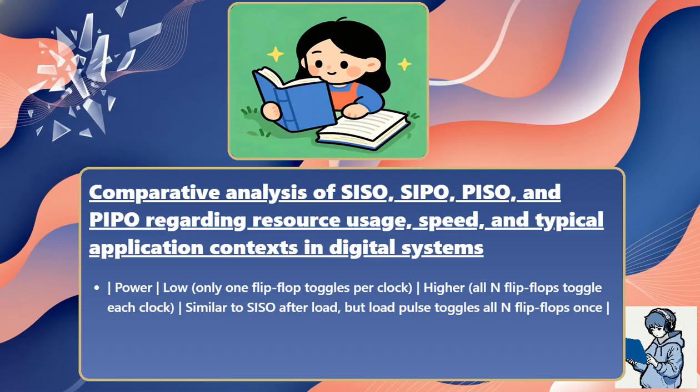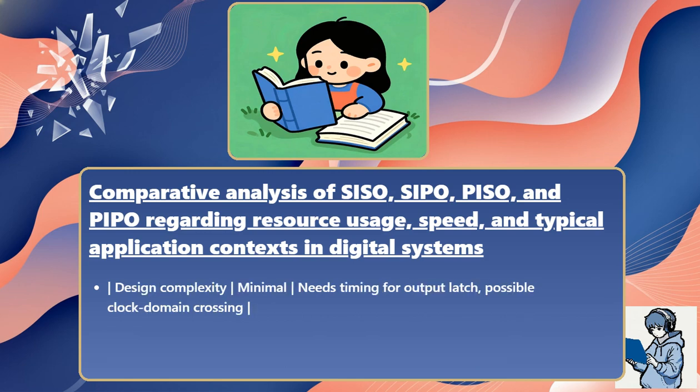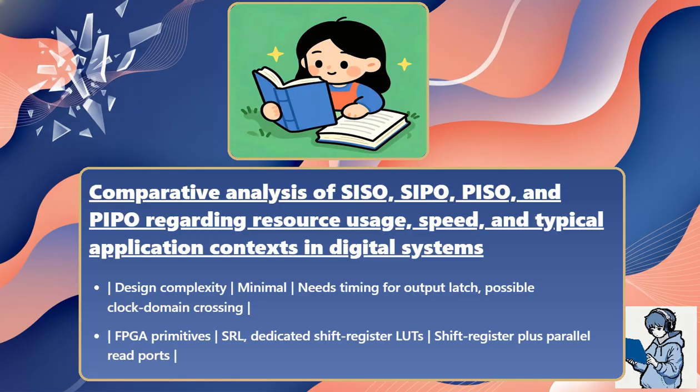Power: low, only 1 flip-flop toggles per clock. Higher, all N flip-flops toggle each clock. Similar to SISO after load, but load pulse toggles all N flip-flops once. Scalability: easy to cascade many bits, for example 128-bit shift. Requires wide parallel bus for output, may limit length in resource-constrained designs. Design complexity: minimal, needs timing for output latch, possible clock domain crossing. FPGA primitives: shift register lookup, dedicated shift register LUTs, shift register plus parallel read ports.